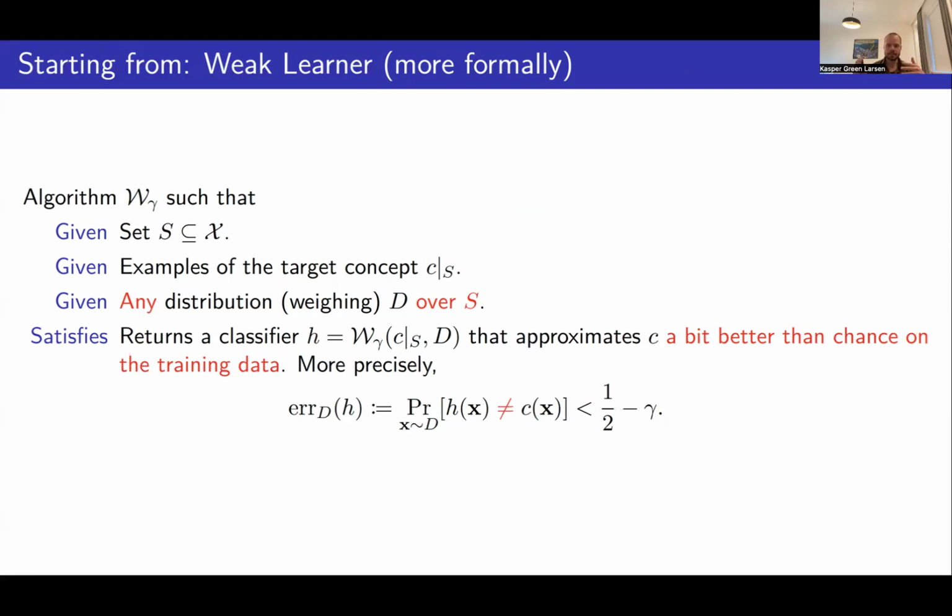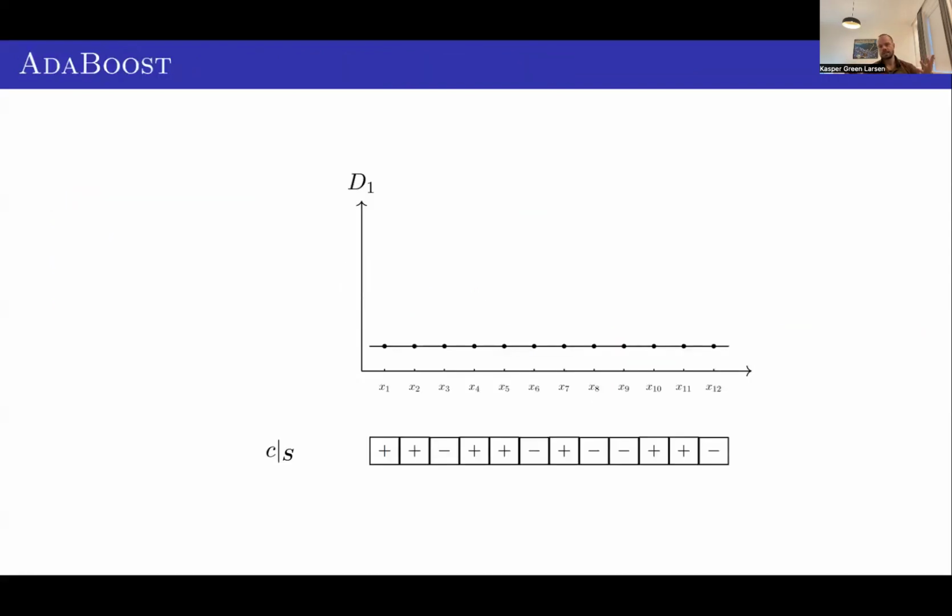So we want something that is a little bit better than guessing on any weighing of the training data. Right, and now the classic algorithm for taking such a weak learner and constructing from it a so-called strong learner, one that can get arbitrarily high accuracy given enough training data, is AdaBoost.